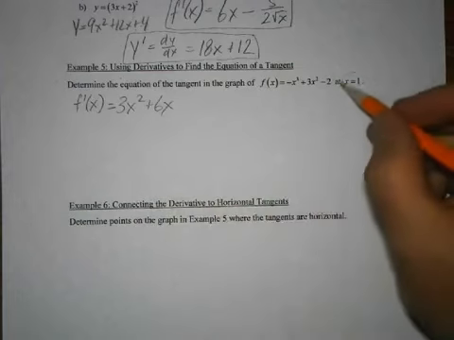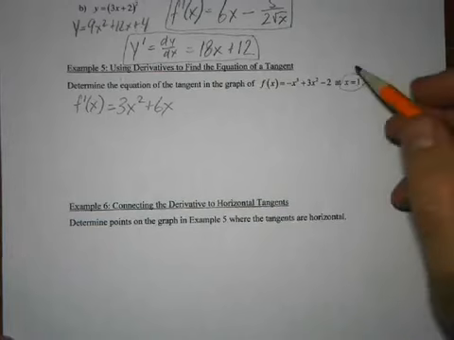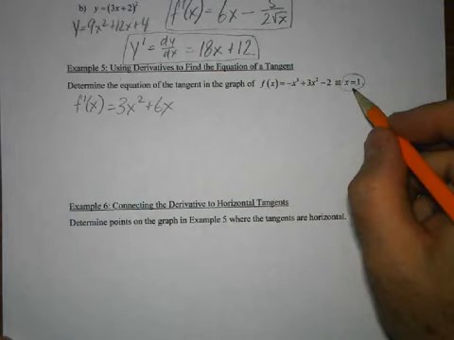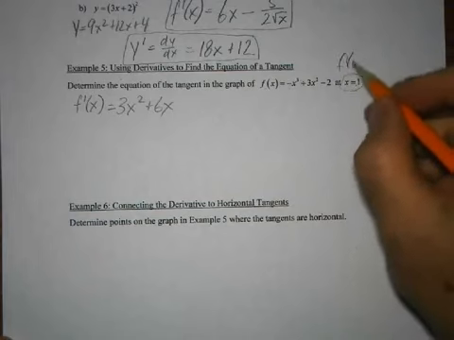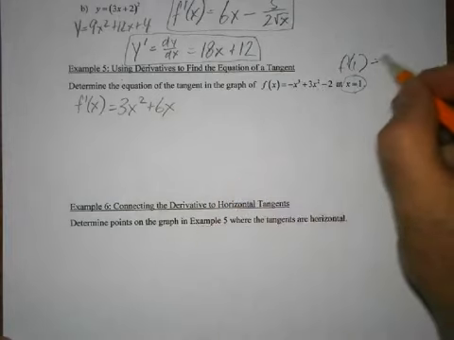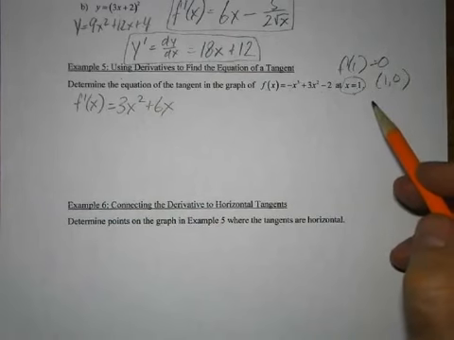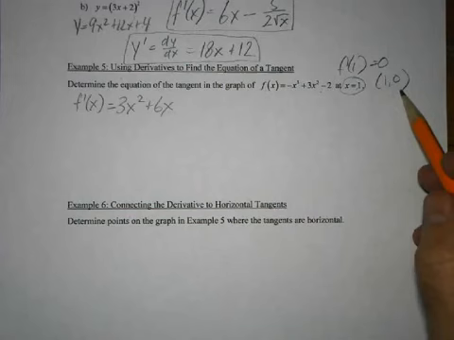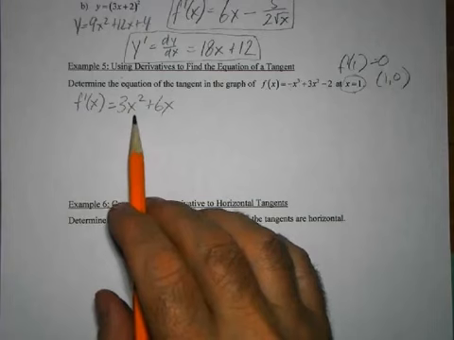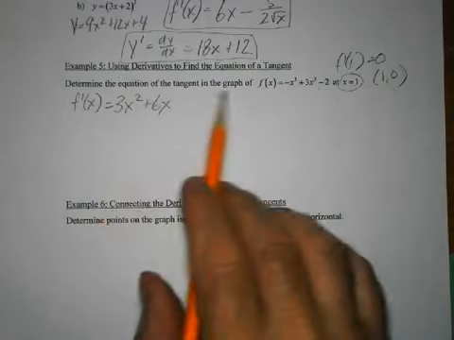Now eventually we're going to need to know that point, you'll see in a second. So if you did f of 1, like plug in the value 1 here, you're going to get 0. So that's really the point (1, 0). So we're going to get the slope of the tangent, the equation of the tangent at that point. Okay, so we've already got the derivative function, and it says determine the equation of the tangent at x equals 1.